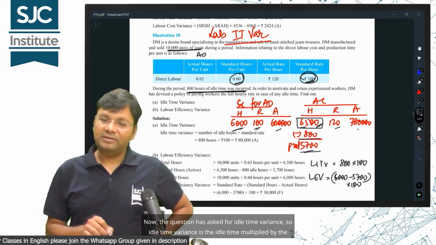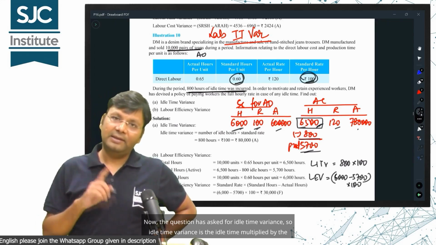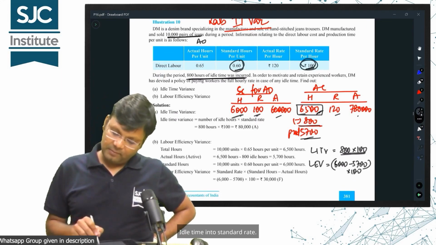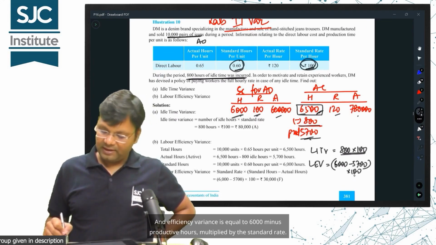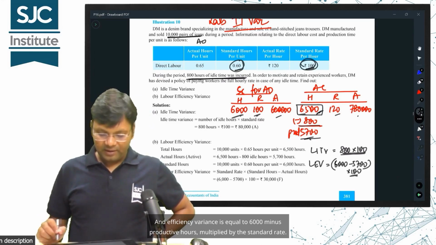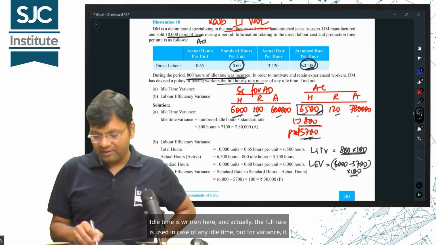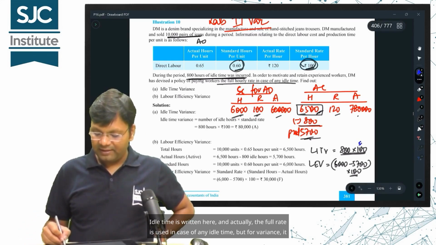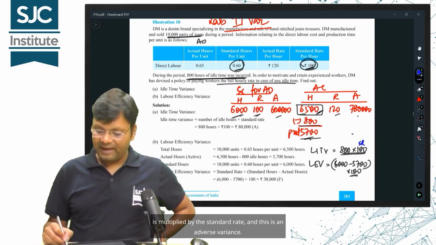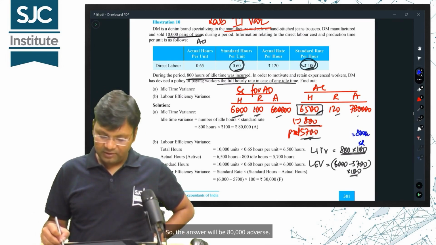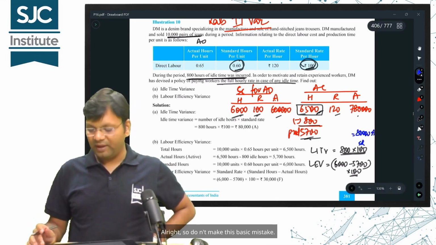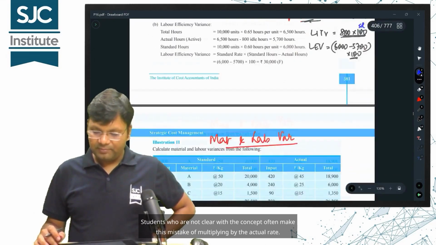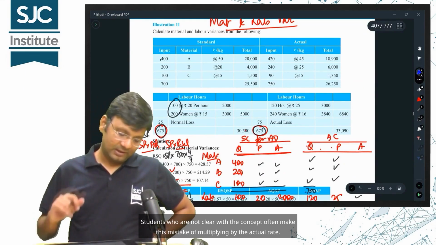Now, the question has asked for idle time variance, so idle time variance is the idle time multiplied by the standard rate. And efficiency variance is equal to 6,000 minus productive hours multiplied by the standard rate. Idle time is written here, and actually, the full rate is used in case of any idle time, but for variance, it is multiplied by the standard rate, and this is an adverse variance. So, the answer will be 80,000 adverse. Alright, so don't make this basic mistake. Students who are not clear with the concept often make this mistake of multiplying by the actual rate.